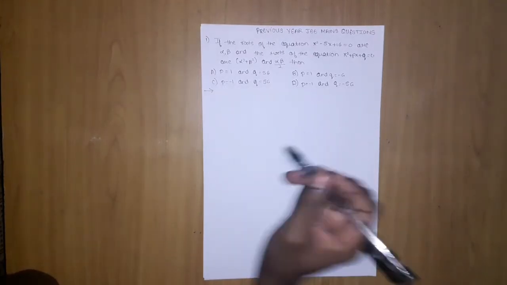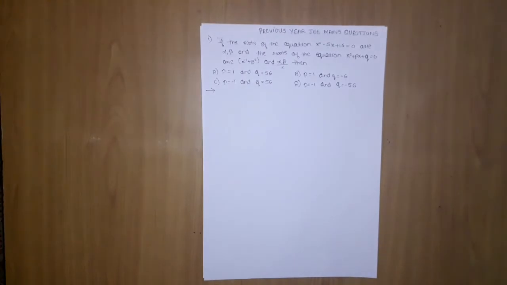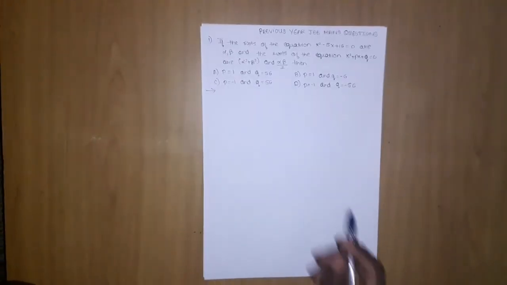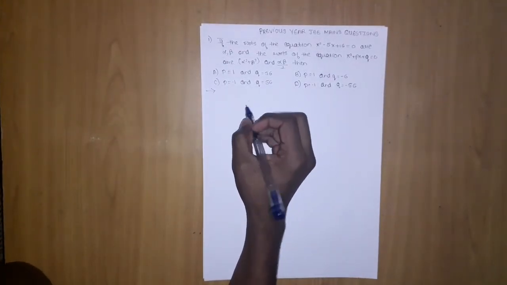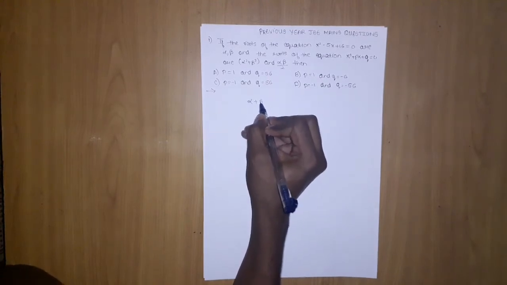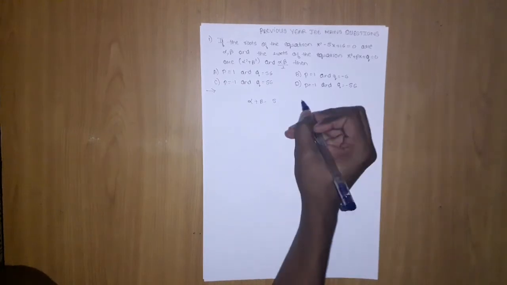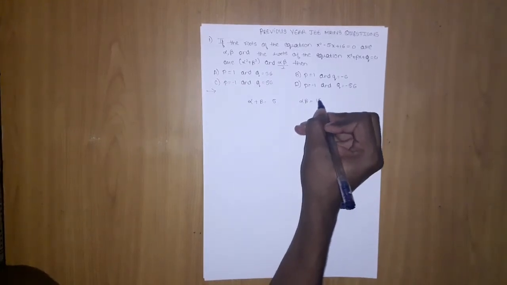Now alpha and beta are the roots of the first equation which is given. Let me take the blue pen. What will be the sum of the roots of the equation x square minus 5x plus 16? It will be 5. What will be the product of the roots? It will be 16, right guys?